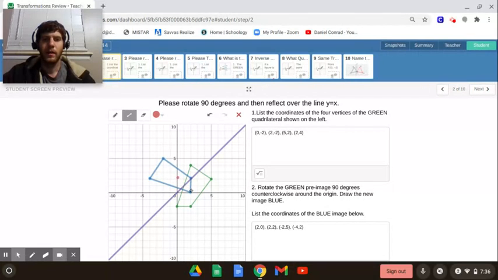Okay. 2, 2 is going to stay on 2, 2 because it's on the line of reflection. Negative 4, 2 is going to go to 2, negative 4. Right, it's going to flip across this way. And then negative 2, 5 is going to go to 5, negative 2. And then we can connect our points. And there's our reflection of the blue quadrilateral over the line y equals x.